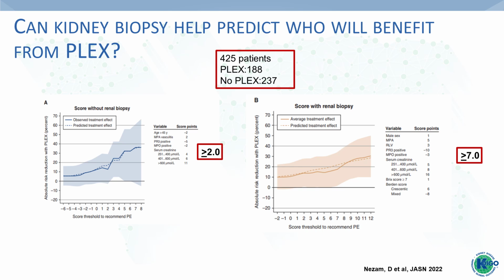25% of the patients did not reach ESKD or die at 1 year if you offered Plex to this group with a score of 7 or greater. So I think, taking into context both the course of serum creatinine as well as the kidney biopsy findings will help you make a decision on whether to offer Plex or not to these patients.